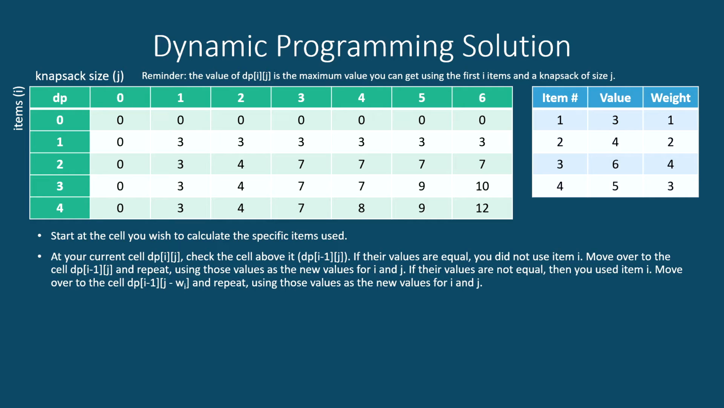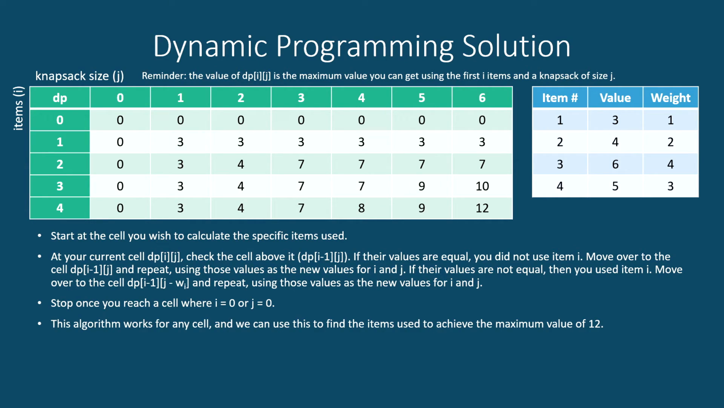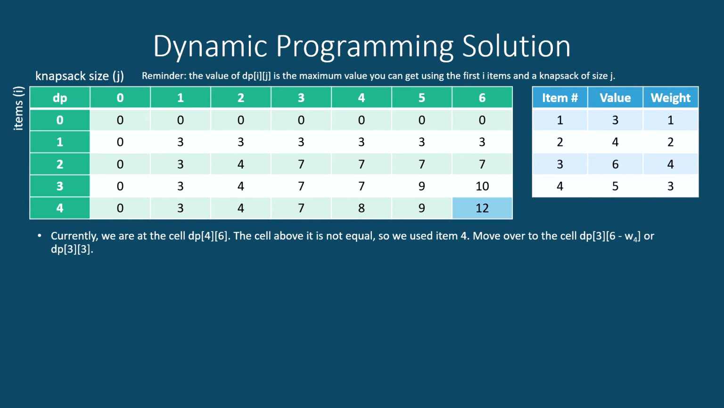Therefore, move over to the cell DP[i-1][j-wi] and repeat, using those values as the new values for i and j. Remember that wi represents the weight of item i. Stop once you reach a cell where i equals 0 or j equals 0. This algorithm works for any cell, and we can use this to find the items used to achieve the maximum value of 12. Currently, we are at the cell DP46.